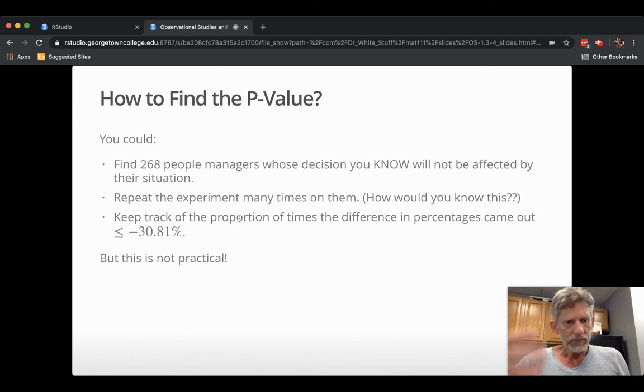And so you could repeat the experiment a lot of times, and keep track of the difference in percentages each time. You would just find what portion of times the difference turned out to be at least 30.81%, which is what we got. And that portion would be your p-value. But this is just not practical. We'll just never know this kind of thing about people, that they're either a yes person or a no person. And it would be ridiculously expensive to physically repeat the experiment a lot of times. So we're just not going to do that.